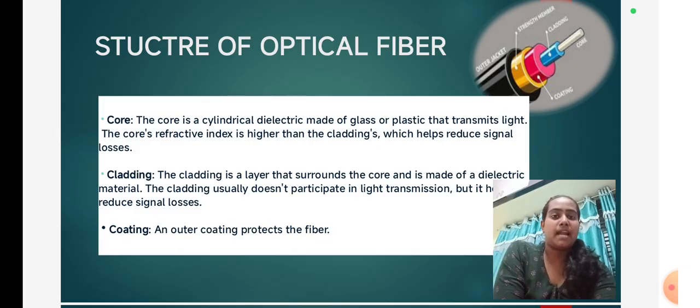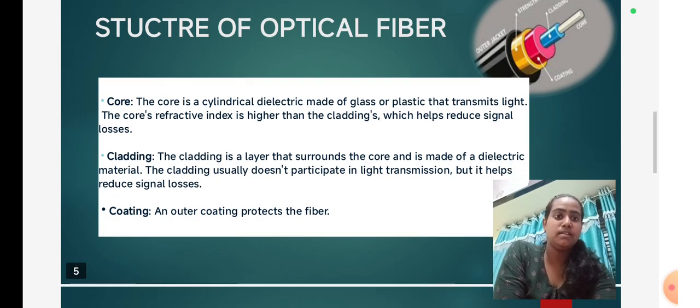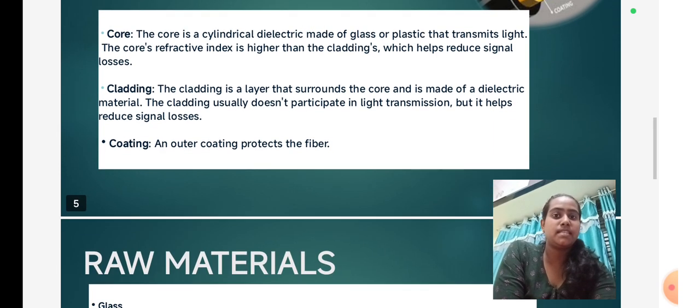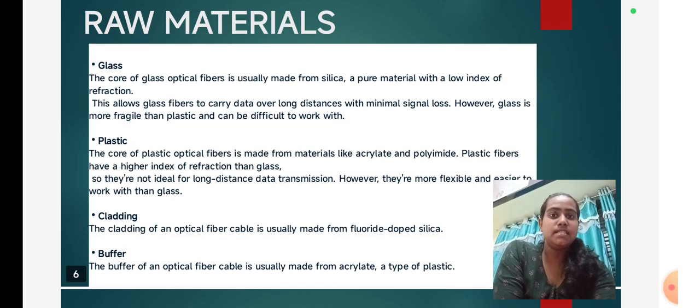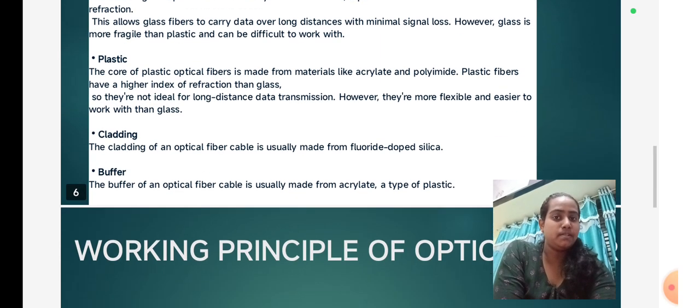Then comes the cladding. The cladding is a layer that surrounds the core and is made out of dielectric materials. The cladding usually does not participate in the light transmission, but it helps to reduce signal losses. Then comes the coating. A coating is the outer protective layer which is made out of fiber. Then comes the raw materials like glass, plastic, cladding, and buffers. These are some of the raw materials used in optical fibers.